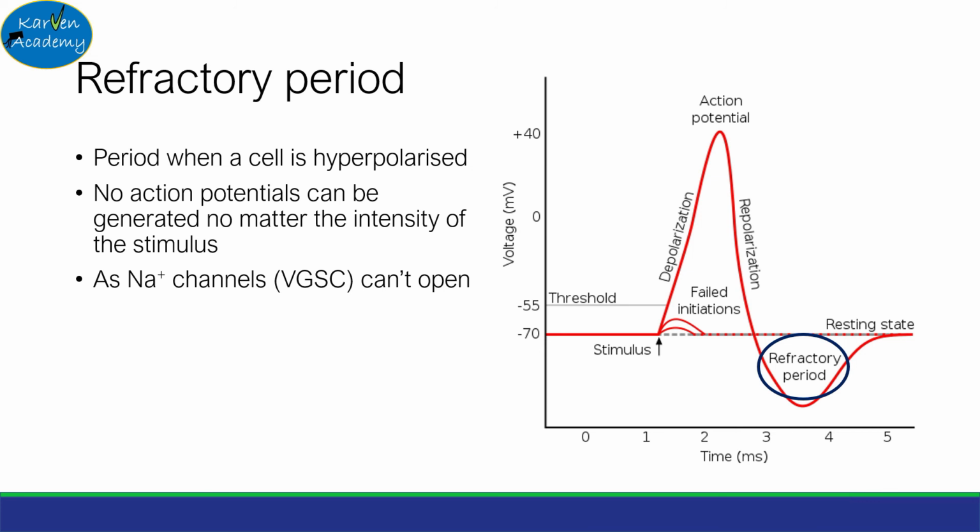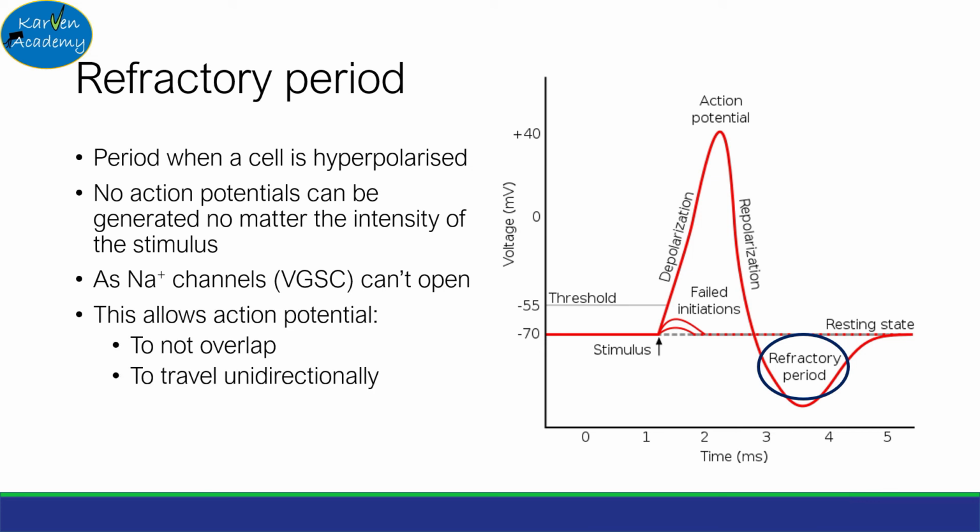This occurs because voltage-gated sodium ion channels can't open, and the benefit of this is that action potentials can't overlap, and it also allows action potentials to travel unidirectionally, that is, in one direction.